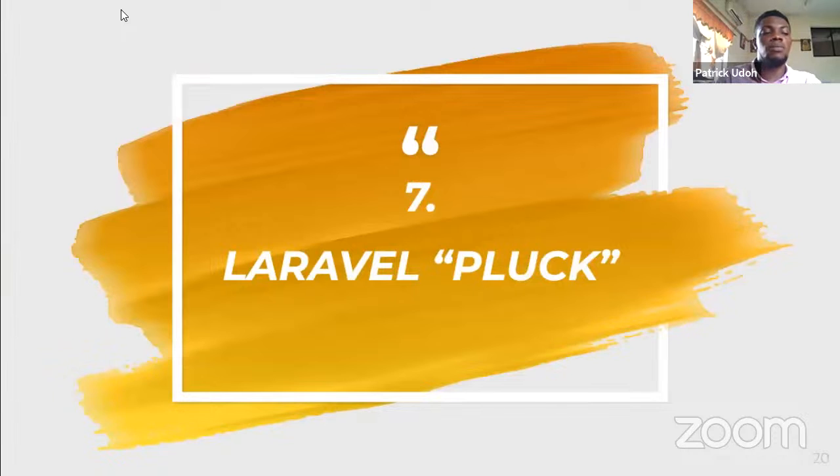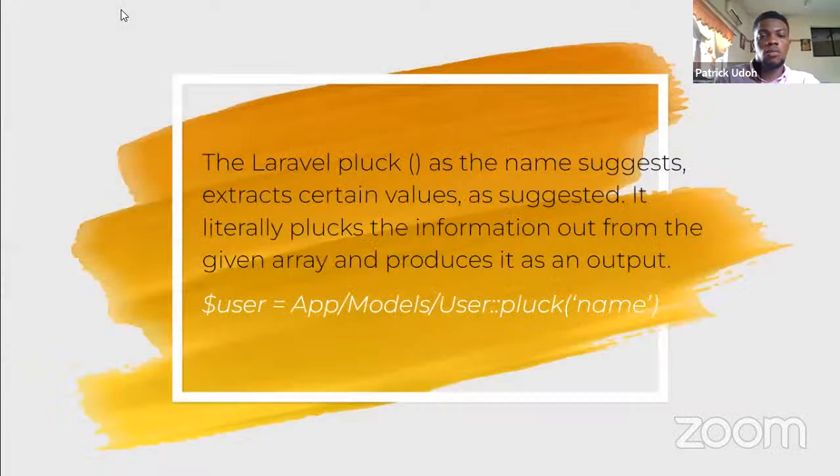Okay, the use of Laravel pluck. Now Laravel pluck, as the name suggests, extracts certain values as suggested. It plucks the information out of the given array and produces it as an output. Basically, sometimes you might not need everything about a particular table or model. For instance, I need just the name from user. I don't need the address or the ID. Then why should I load everything from the user model or table when I need just the name? I don't know if that's clear. Using pluck helps you extract just what you need and present it to your screen.